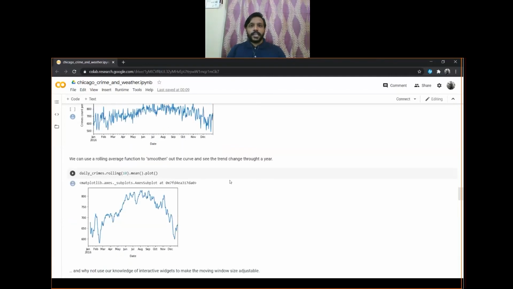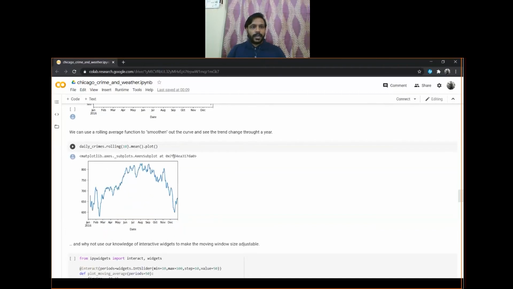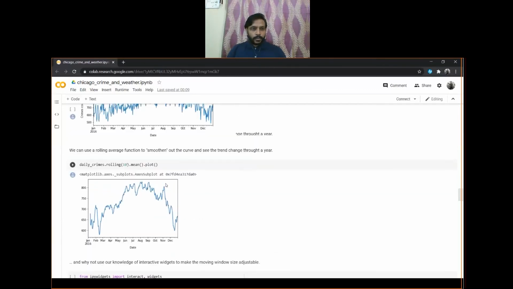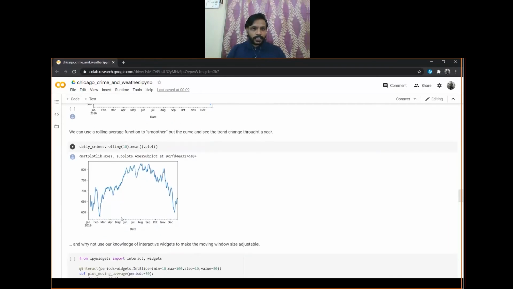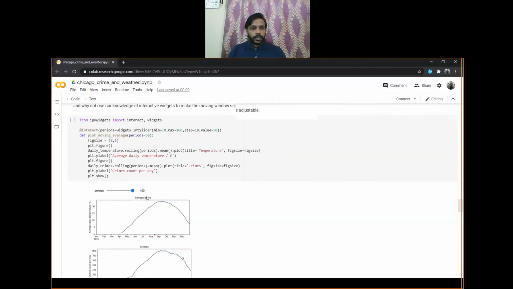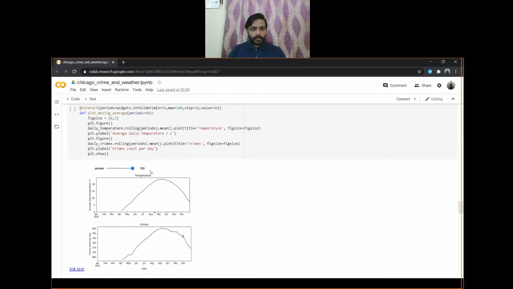The thing which I mentioned in the slides is that we are trying to smooth our time series plot to show the trend more clearly. We can do this with the pandas rolling function. For certain points in the crime rate, an average will be calculated. If we increase the number, the curve will be more smoothed. Here you can see that I've selected the period as 100.